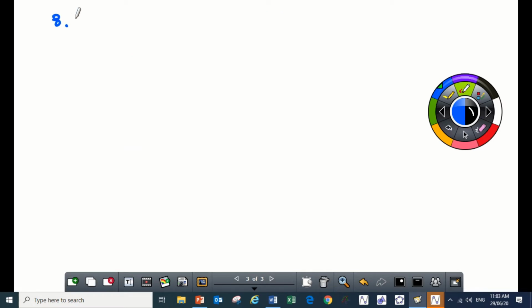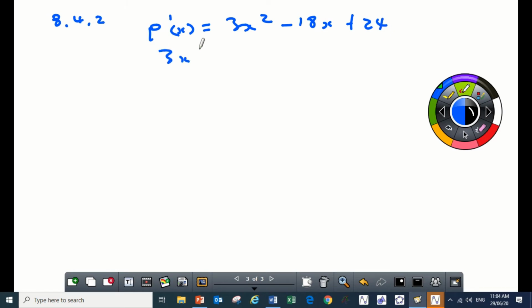That will be 8.4.2. So our p prime of x will be equal to 3x squared, and what's the next step? Minus 18x plus 24. Then we set that to 0.